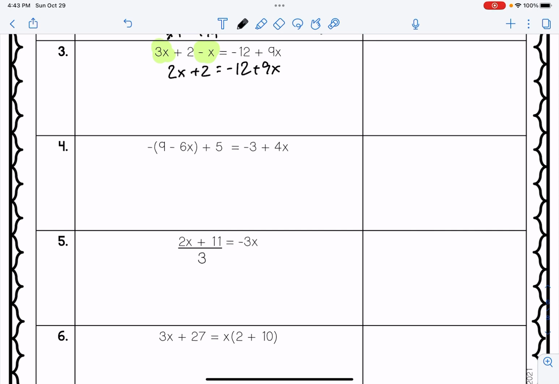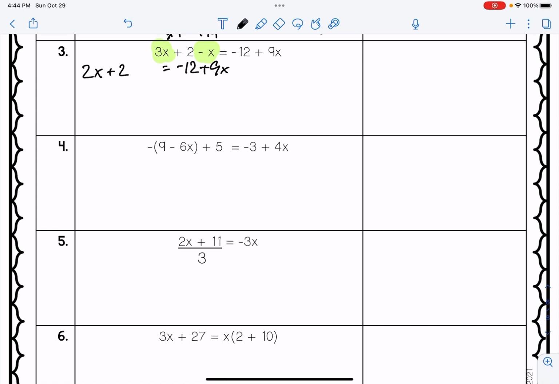All right, like I have been saying the whole time, I like to bring my variables to the left so it stays clean for us in the end. I'm just actually going to scoot all this stuff over. So 2x plus 2 minus x equals negative 12 plus 9x. Sorry, getting lost here. Erase that. Now we're good.